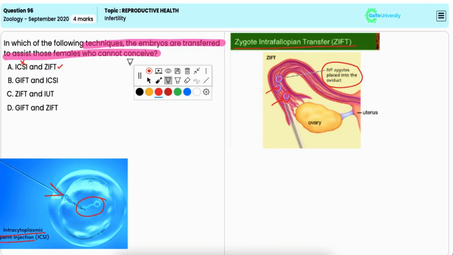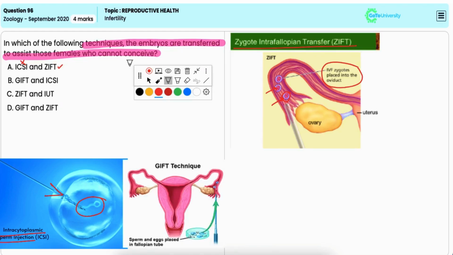Option B, GIFT and ICSI. Now, gamete intrafallopian transfer, that is GIFT, involves the transferring of gametes into the fallopian tube but not the embryos. And as already stated, ICSI is not an embryo transfer technique, hence it is incorrect.